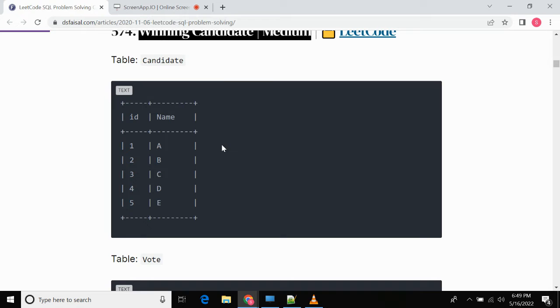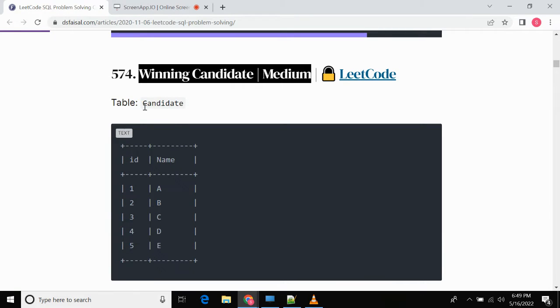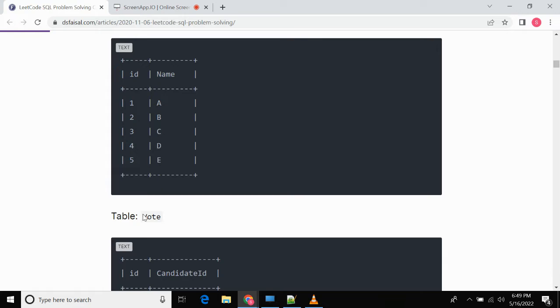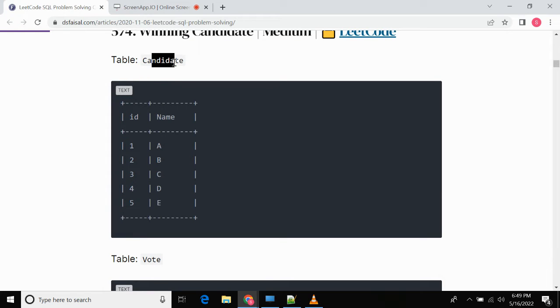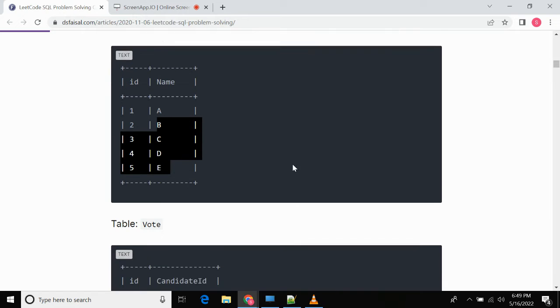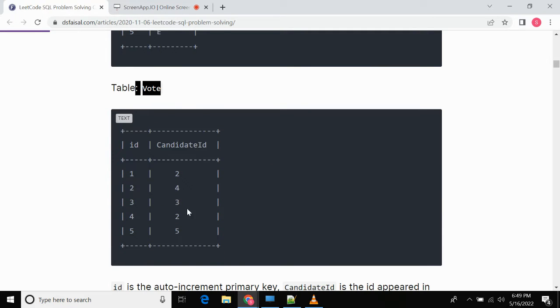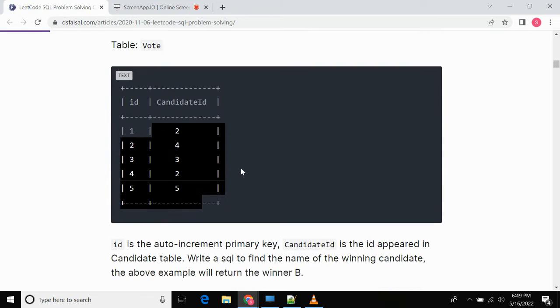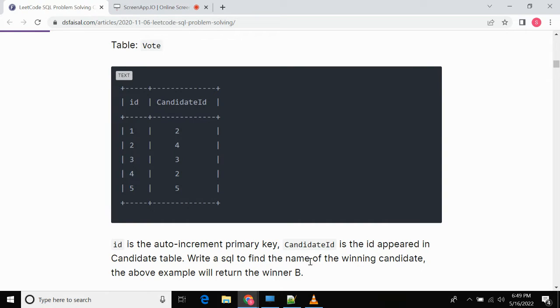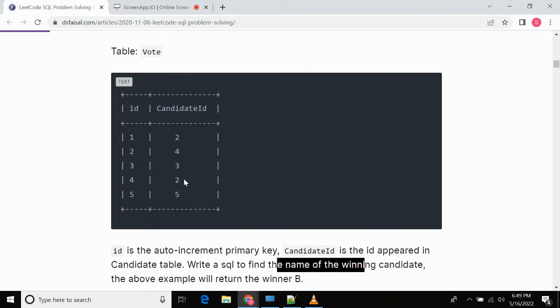So we have two tables here. One is candidate and the second one is vote. Candidate basically has two columns, ID and name, which contain the candidate information, and the vote table contains the voting information. Okay, and what we have to do is write a SQL query just to find out the name of the winning candidate.